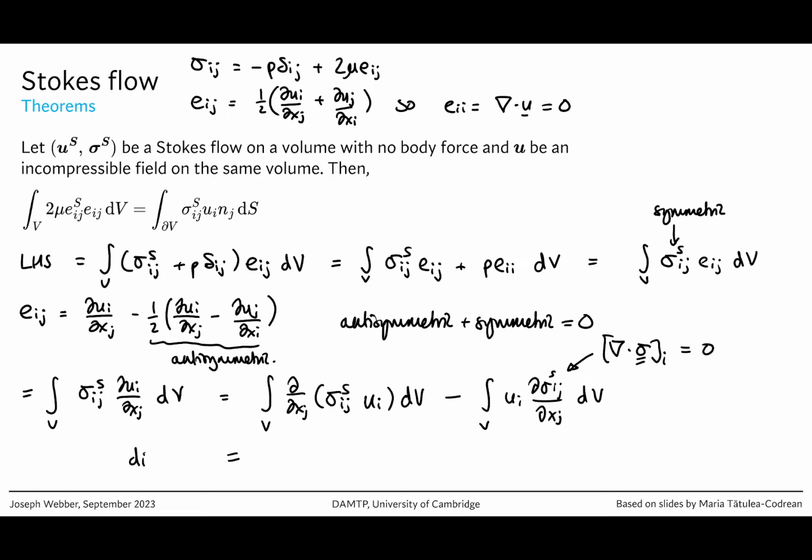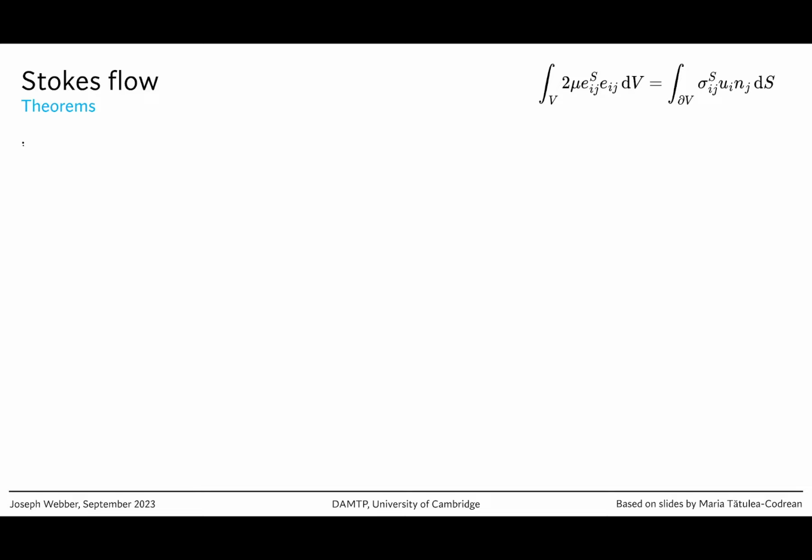And then use the divergence theorem to turn this into a surface integral, and we just get dv sigma ij s ui nj ds, as we wanted. Now this might feel a little bit useless, but there's two key results that we can prove here. So, the first one is called the Reciprocal Theorem.